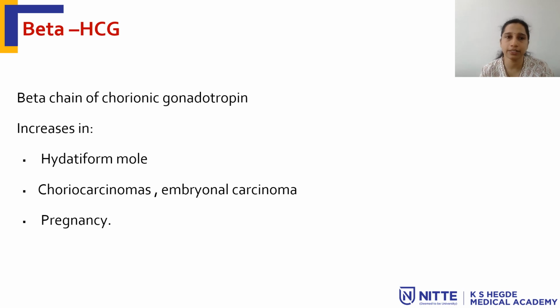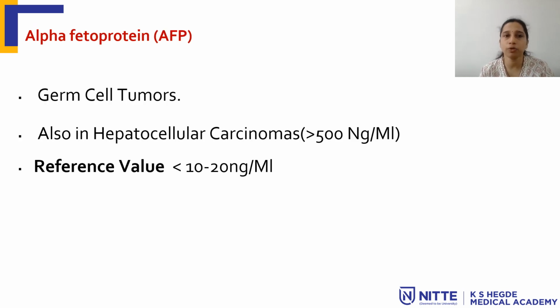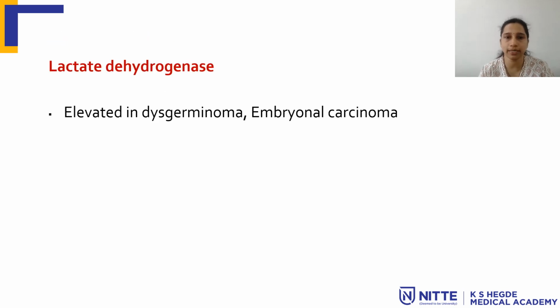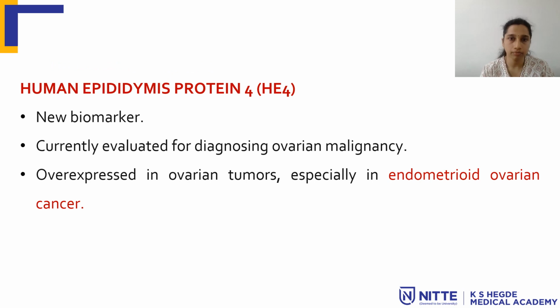Next marker is beta HCG, which can be increased in hydatidiform mole, which is a molar pregnancy, choriocarcinoma, or embryonal carcinoma, which is a germ cell tumor. It can also be elevated in pregnancy. Alpha fetoprotein is a marker for germ cell tumor, but it can be elevated even in hepatocellular carcinoma. The reference value is less than 10 to 20 nanograms. Lactate dehydrogenase is a marker for dysgerminoma, but it can also be elevated in embryonal carcinoma.